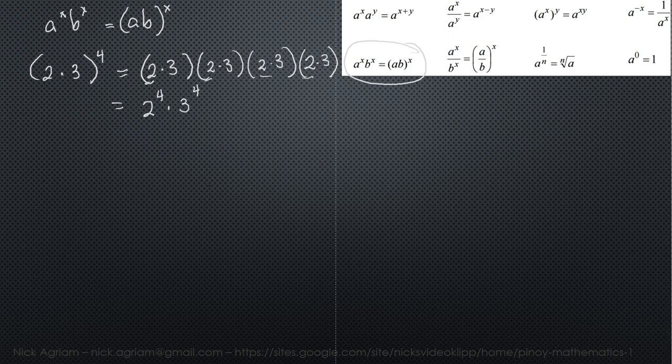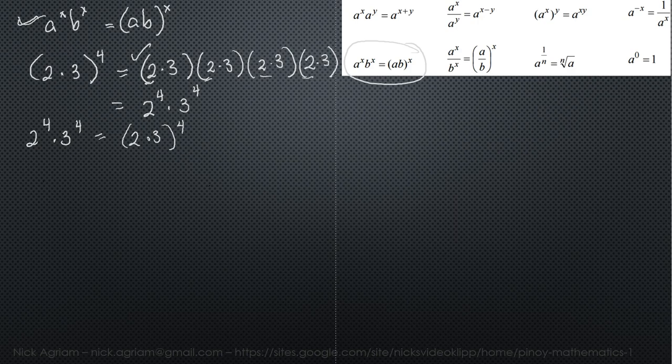So instead of doing this very long solution, you can just use this law of exponents. If you have 2 raised to 4 multiplied by 3 raised to 4, then it is the same as 2 times 3 raised to 4. This is just a review.